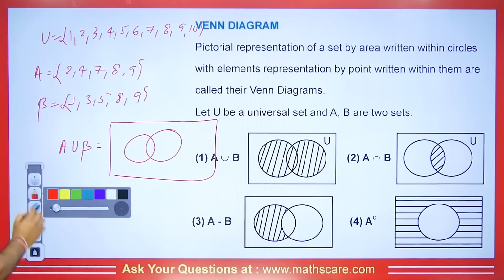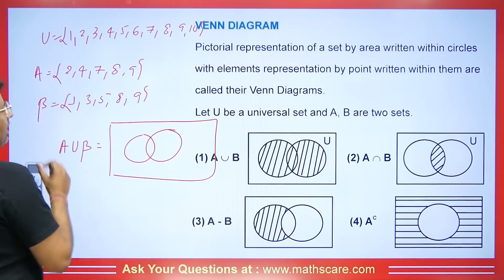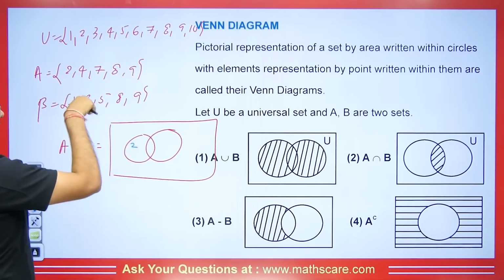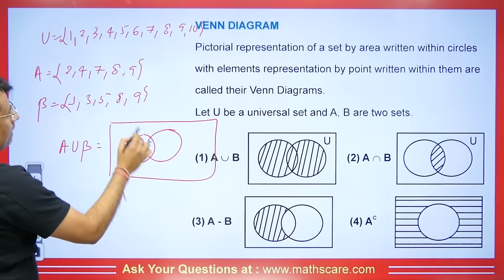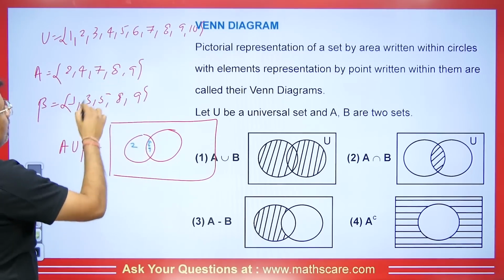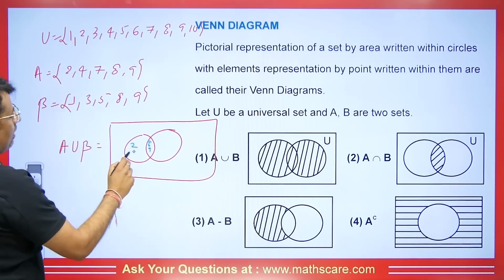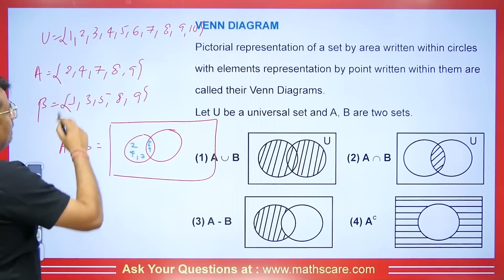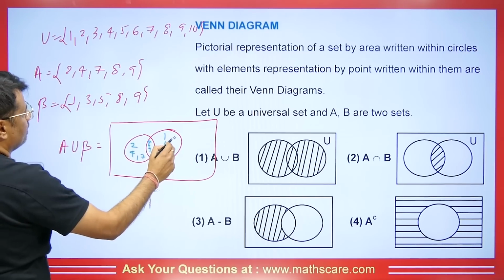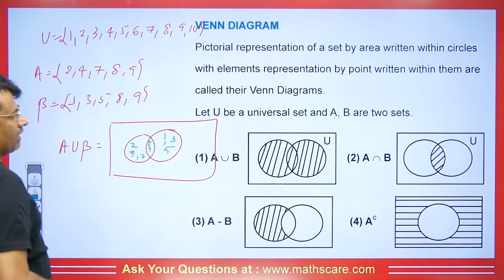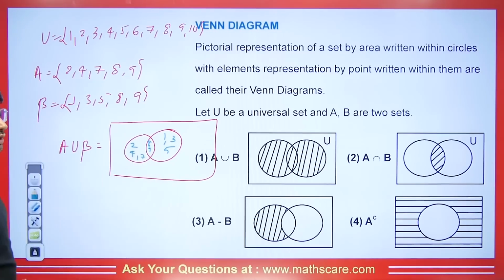Now we will write down the elements. First, we'll check which are the common elements. So here we have 8 and 9 in common, and there's nothing else in common apart from 8 and 9. So here, 2, 4 and 7 will come. And over this side, we will get 1, 3 and 5. Together, this will show the union as a total.